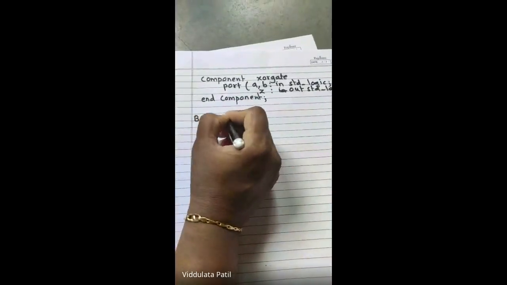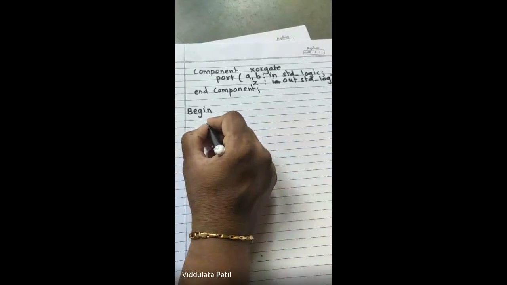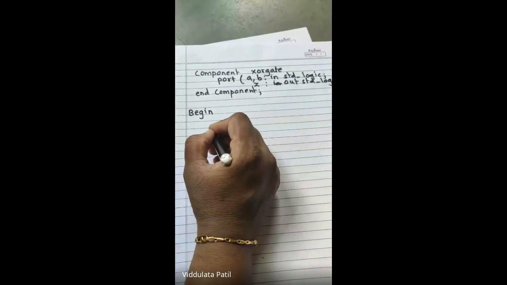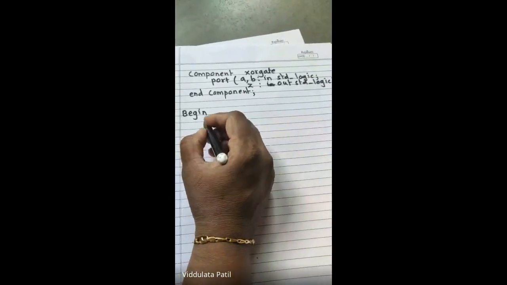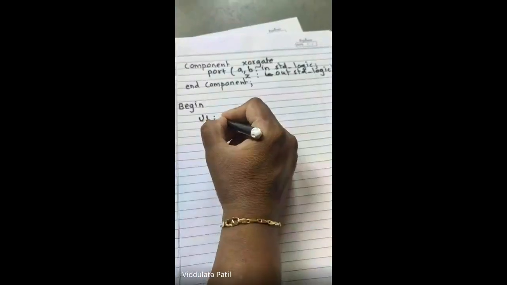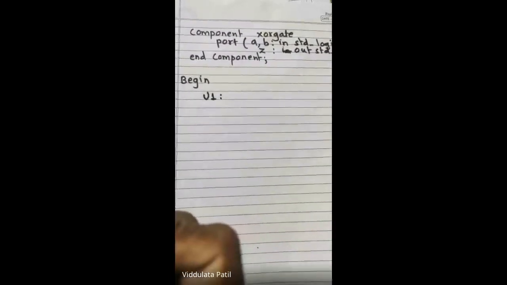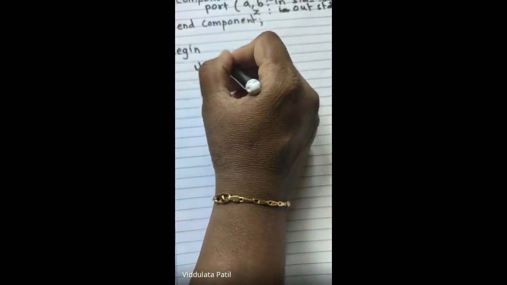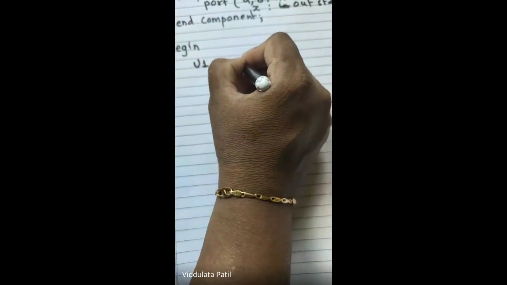Okay, so this after Begin, the declaration part, we are going to begin with this. Okay, and now we are going to use these. Okay, so here we will use some processes here. So here we are going to use this U1, then AND gate.